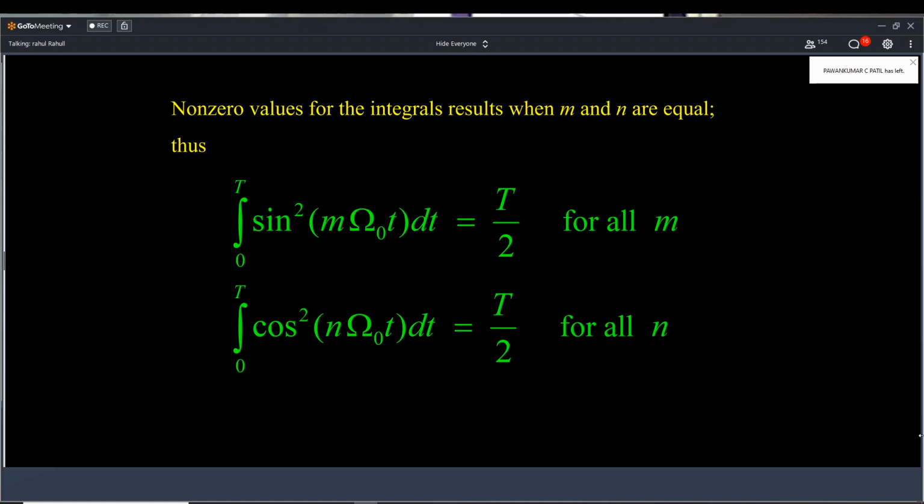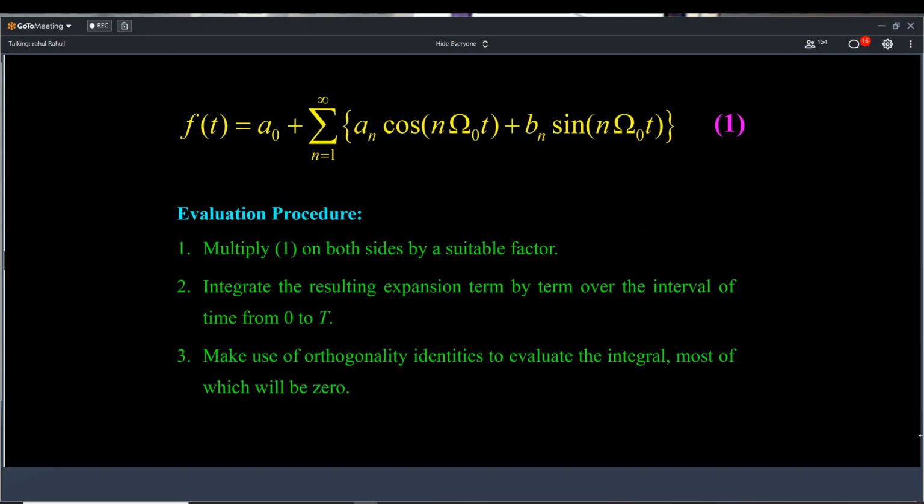Okay. Now see here, f of t is equal to a0, that is our basic equation, plus summation n is equal to 1 to infinity of an cosine of n omega 0 t plus bn sine of n omega 0 t. So we want to evaluate the coefficients a0, an, and bn. We are using a fixed procedure. To this equation number 1, we multiply the left hand side and right hand side by a suitable multiplying factor, and integrate both the sides from 0 to T, meaning over a period. This is the fixed procedure that we are using.